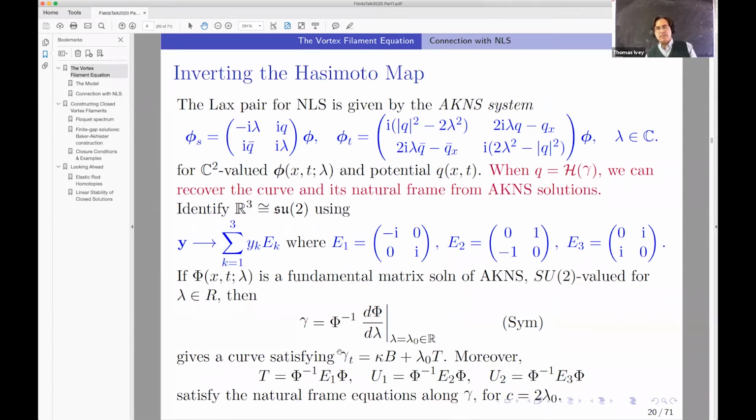Now, I should say this is not quite a solution of VFE because it's got a constant slide along the tangent direction. But if you changed coordinates a little bit to get rid of that, you could do that.